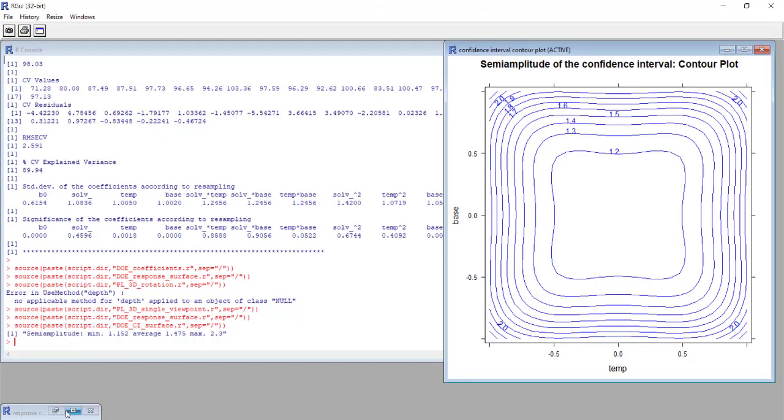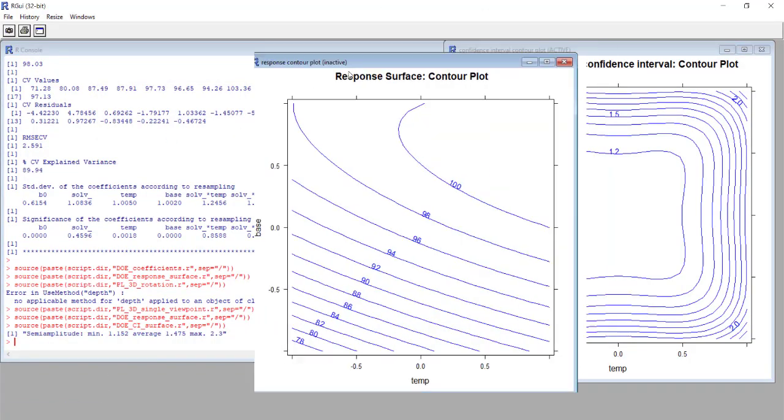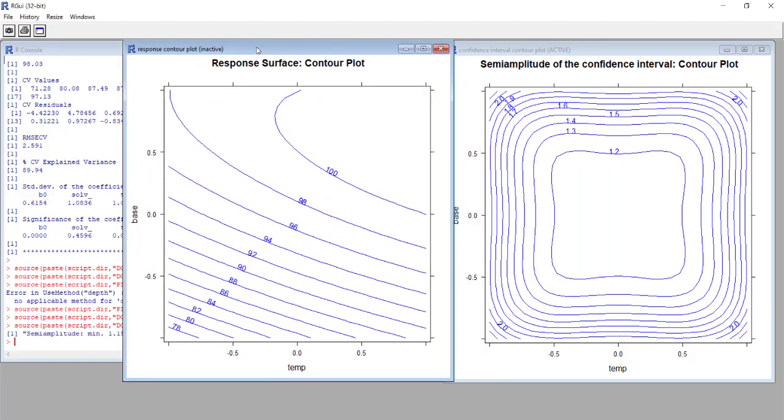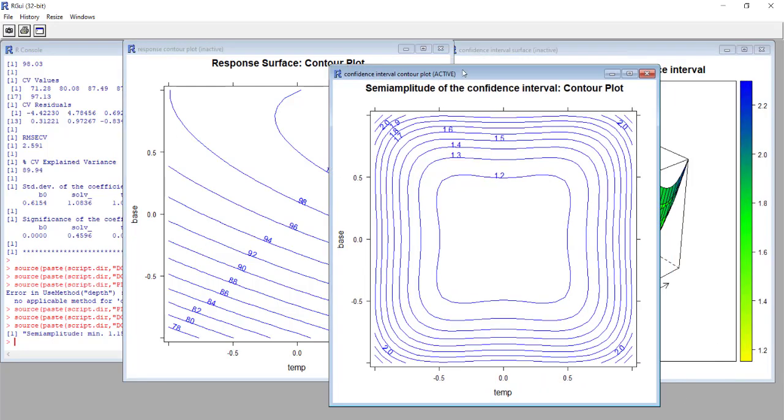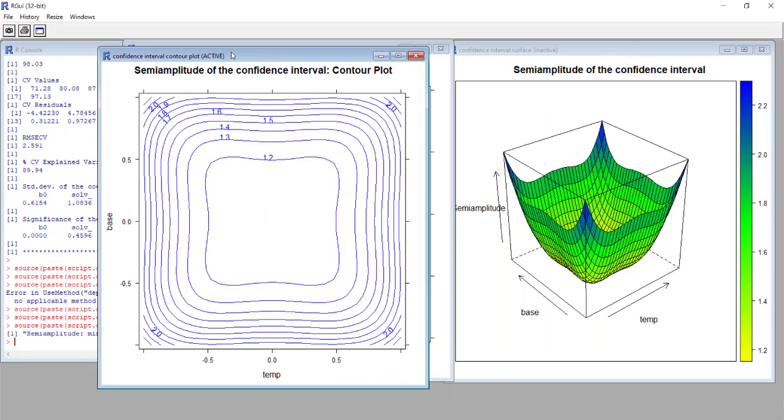And here we have the plot of the semi-amplitude of the confidence interval for the same points. So, for the same response, that is conversion, we see that, for example, here the conversion is 100% plus minus 1.3, for example, and the same for all the points of the graph. We also find the same graph in three dimensions, and this can be really, really helpful.